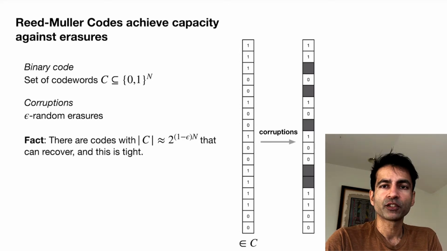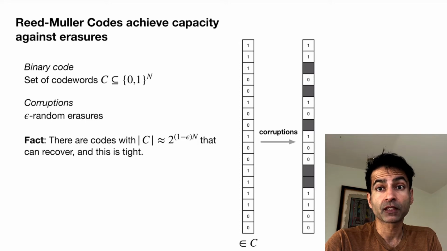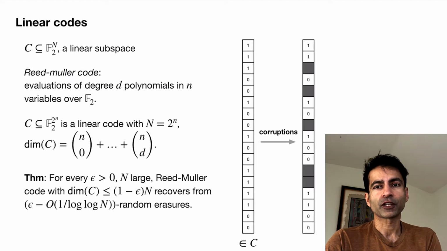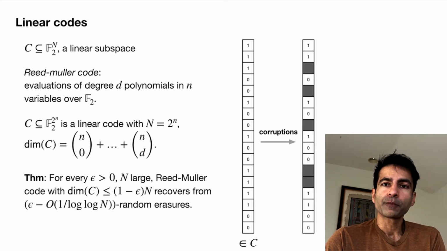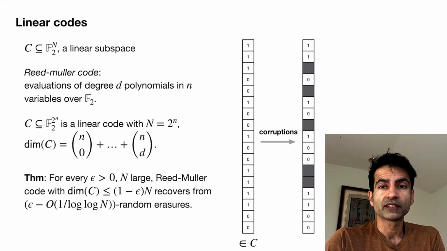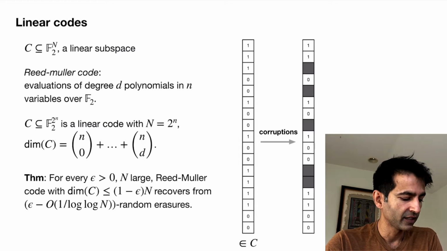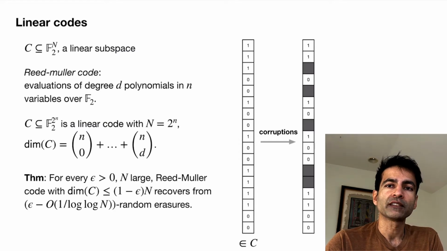What we're interested in doing is understanding a specific explicit code and showing that that explicit code also satisfies all these nice properties. Now, a very important class of codes is the set of linear codes. These are codes that correspond to a linear subspace of F2 to the n. And the Reed-Muller code is an example of a linear code.